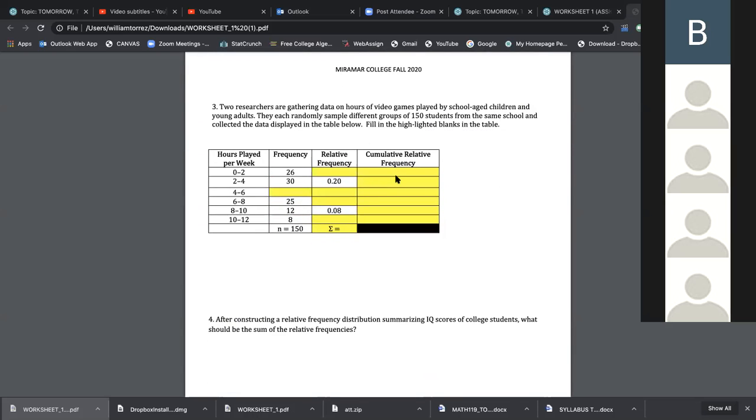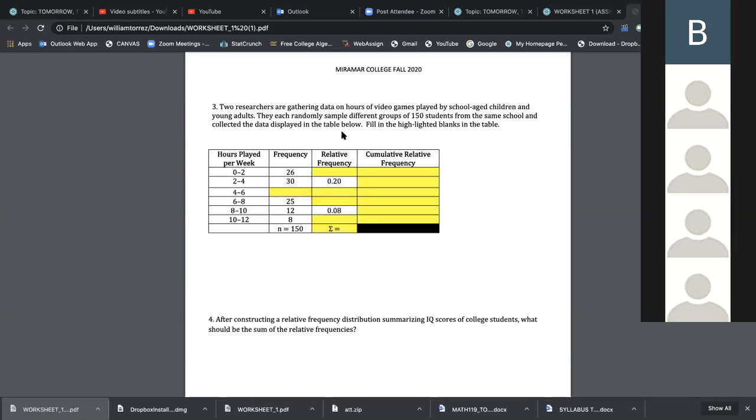Now, here is another way that you can try and understand your data. The data is numerical, as I said, and here is the video game example. Researchers are looking at the number of hours of video games played by school-aged children and young adults. They each randomly sampled different groups of 150 students from the same school and collected the data displayed in the table below. Okay.